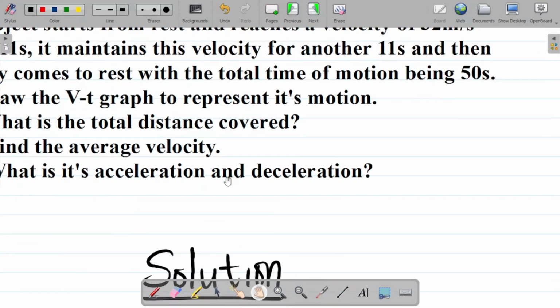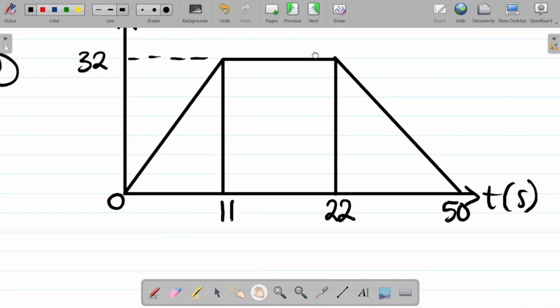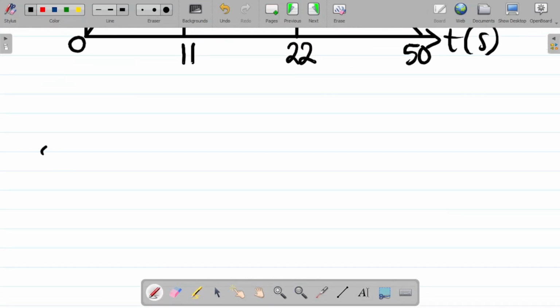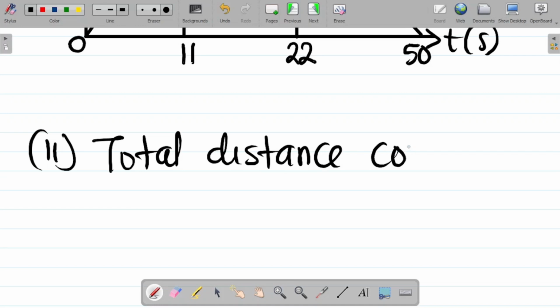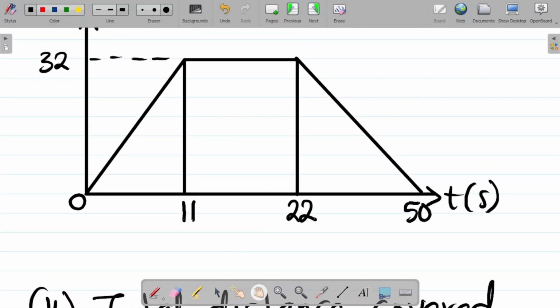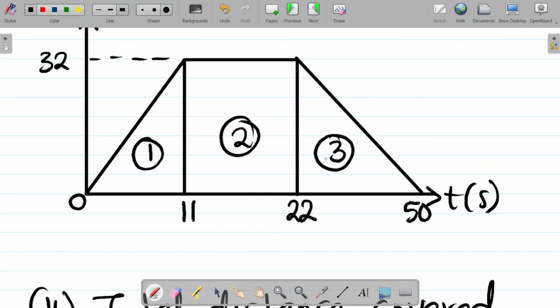All right, part 2 says, what is the total distance covered? Part II, total distance covered. For total distance, we'll divide this into different shapes. Here's the first section, that's a triangle. The second section, that's a rectangle. The third section, that's a triangle.